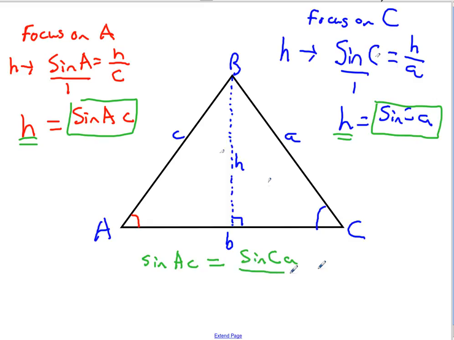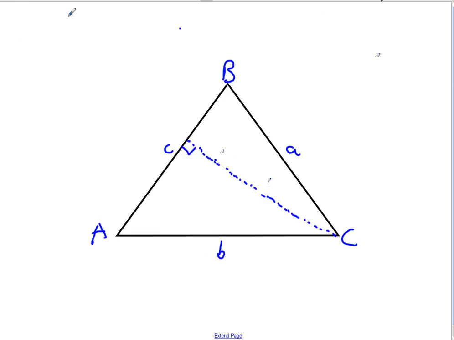So now I'm just going to do one more algebraic trick here. Since both of these are being multiplied by A over here and by C over here, let's divide both sides by AC. Over here, C divided by C makes 1, and A divided by A makes 1. So what are we left with? We are left with sine of A over A equals the sine of C over C. So look at that. Sine of A over side A equals the sine of angle C over C. And this works every single time. So this is called the law of sines.